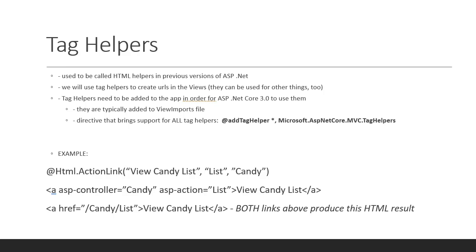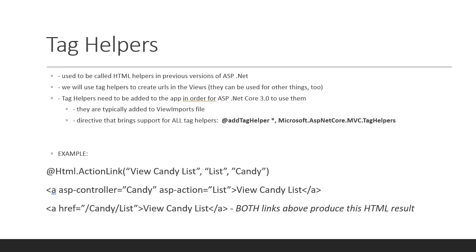Now, tag helpers can be used for other tasks than just navigation, but for now we will use them for navigation only. And as it is with everything in .NET Core 3.0, in order to use tag helpers, we first need to tell the application that we actually want to use them. And for that we will use a directive that starts with add tag helper.